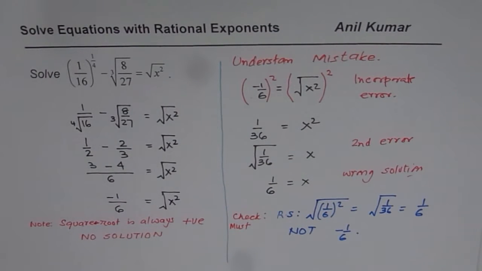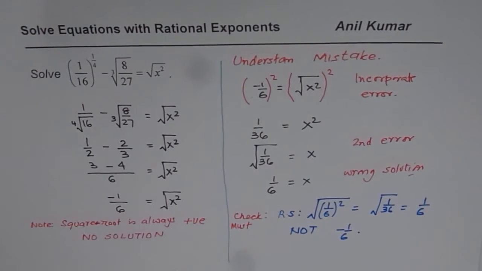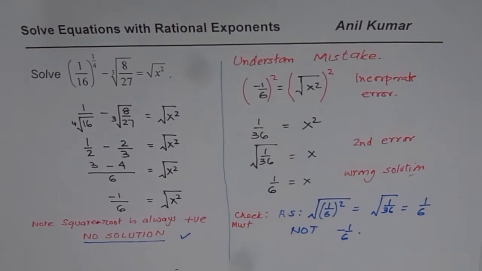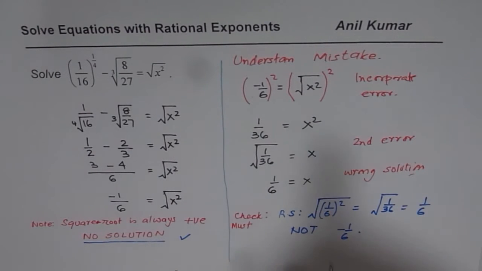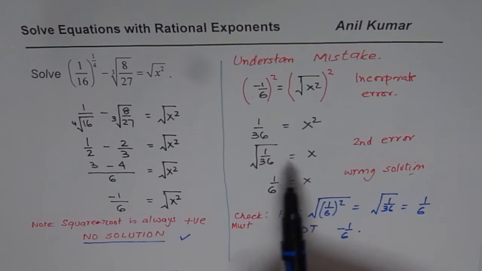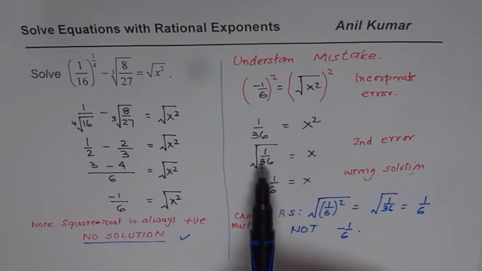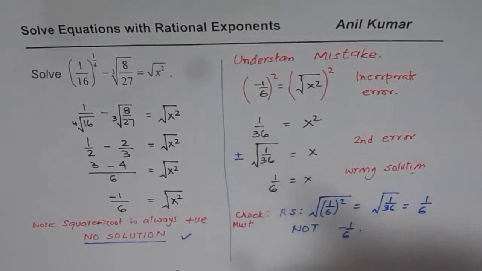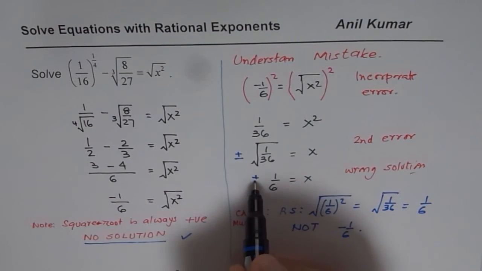I hope it is absolutely clear that the solution for this particular equation is, strictly speaking, no solution, right? So this is correct, and this one is not the correct solution. I also mentioned that you made a second error here. The second error is that whenever you take the square root, you should always write plus and minus, right? So you could say plus and minus.